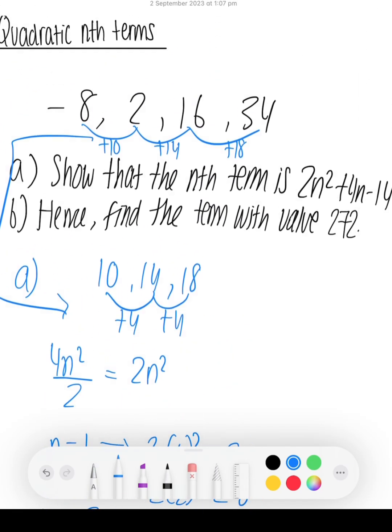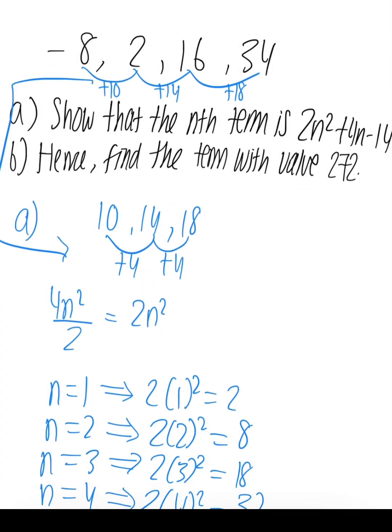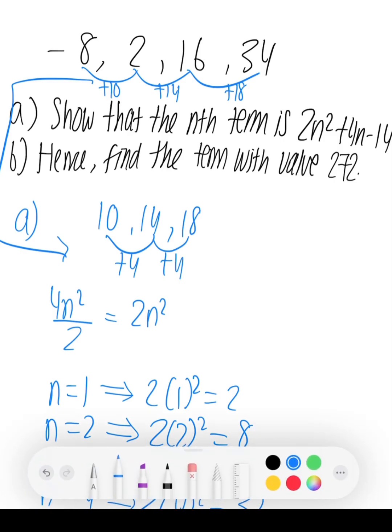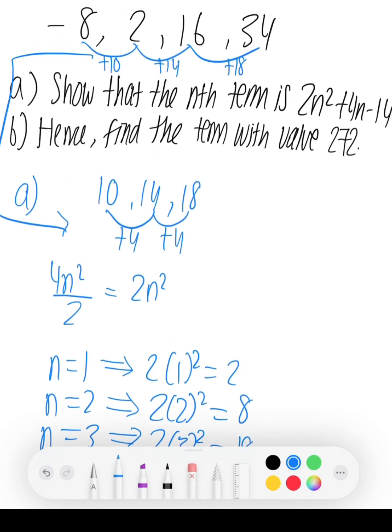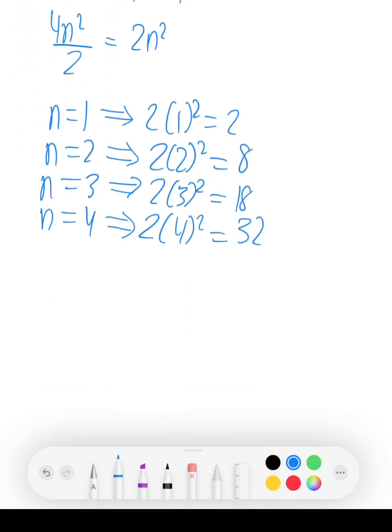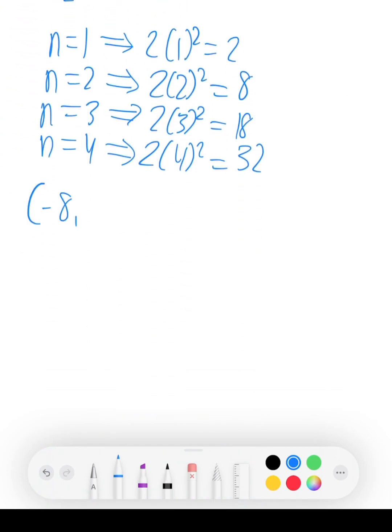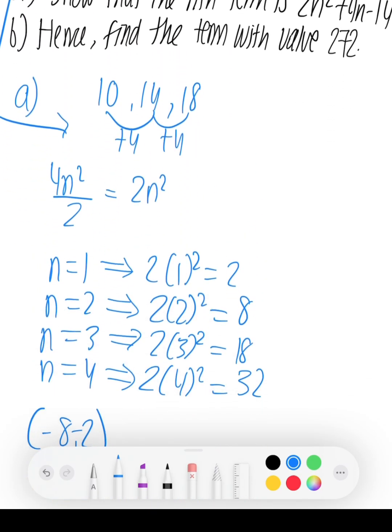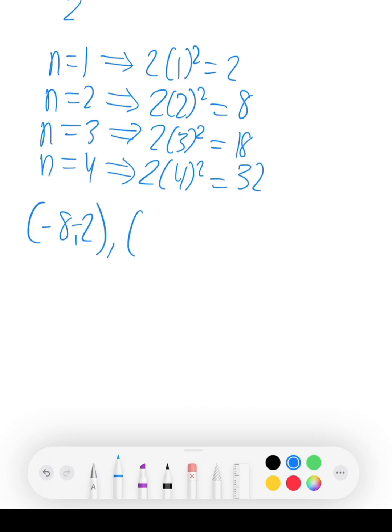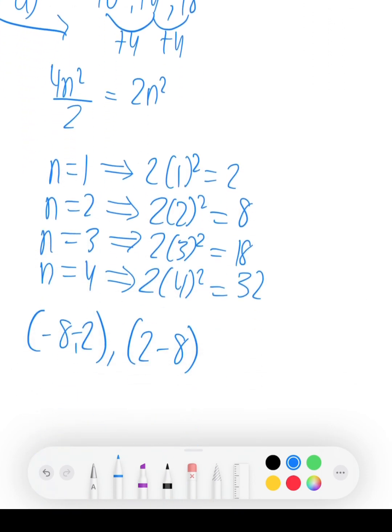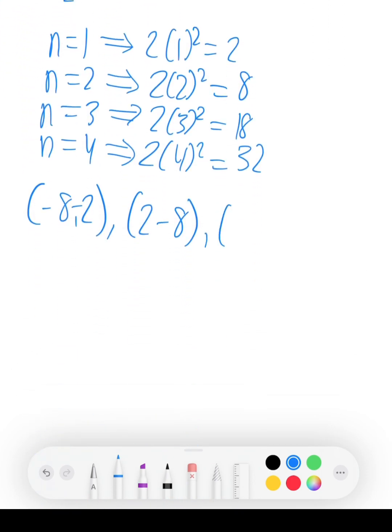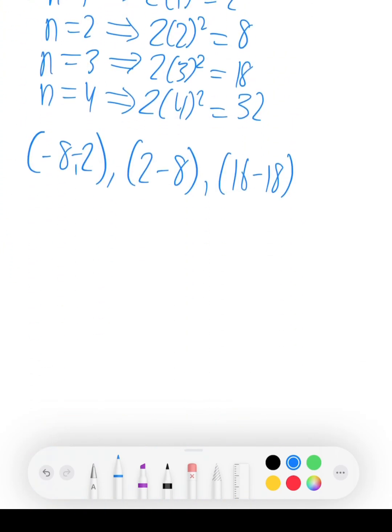Now, the first and final step in finding the nth term for this bit will be to actually work out the linear part of it. So we've got to subtract the terms. So we've got negative 8 minus 2 to begin with. Then we will have 2 minus 8. Then we will have 16 minus 18. And 34 minus 32.